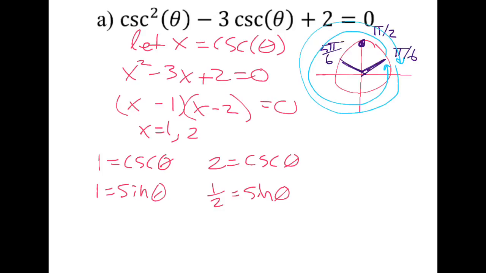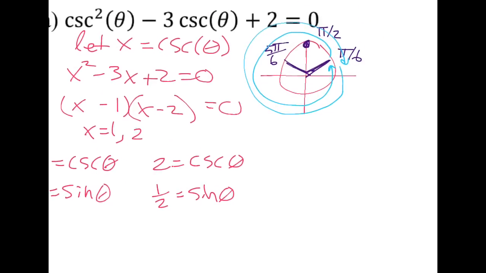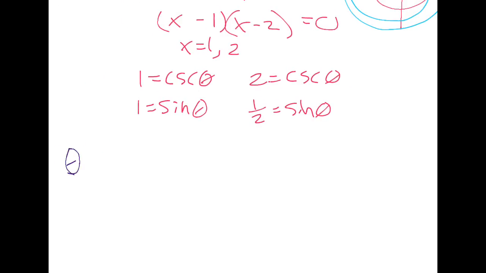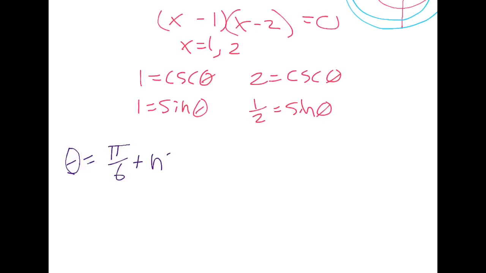And so I need to express my solutions as, I'm going to use the first one, pi over 6. So theta equals pi over 6 plus a multiple of 2 pi. So I'm going to say n times 2 pi such that n is an element of the set of integers, negative whole numbers, positive whole numbers, and 0. Because again, any multiple of a revolution is just going to get you back to the same spot. So that's one solution, or one set of infinite solutions.